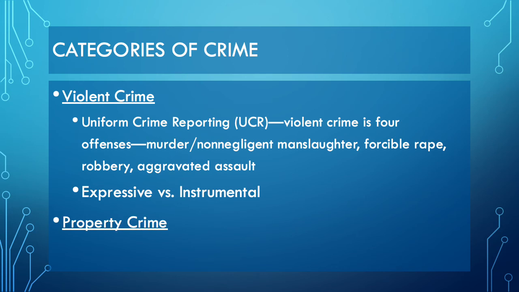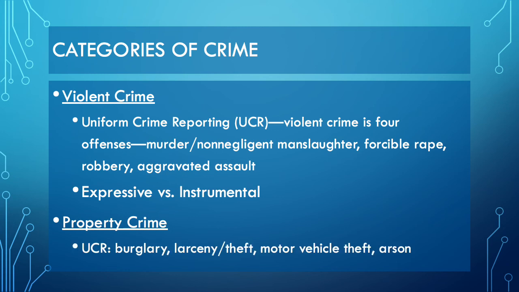The other category of crime that your textbook talks about is property crime. Property crime is basically crime that doesn't do any overt harm to individuals. However, while most people think a lot about violent crime, property crime doesn't get as much attention as violent crime. Property crime is much more prevalent in the United States. It's more common, and really, when you think about it, it's more costly as well.